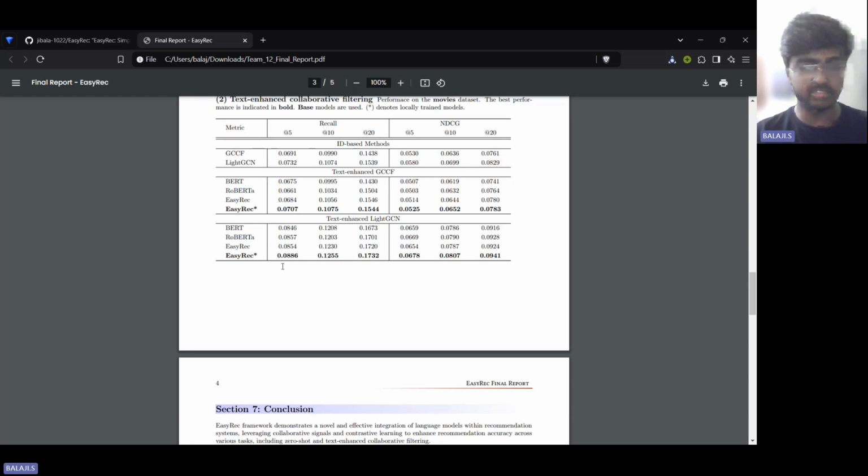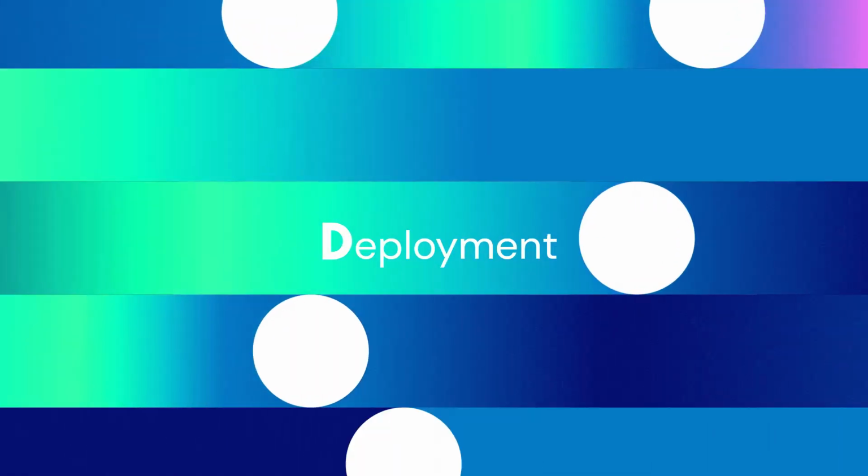The conclusion is we see that our EasyRec framework enhances the recommendation accuracy across various tasks, including zero-shot and text-based collaborative filtering by leveraging collaborative signals and contrastive learning.